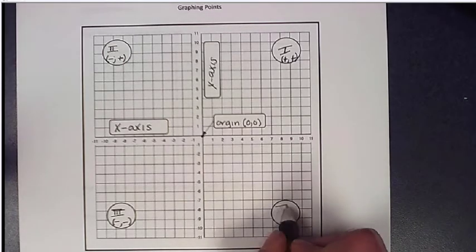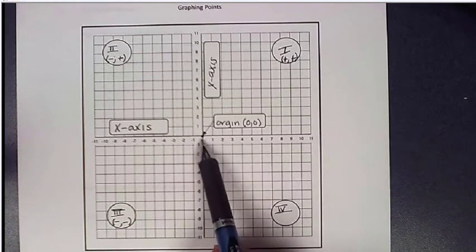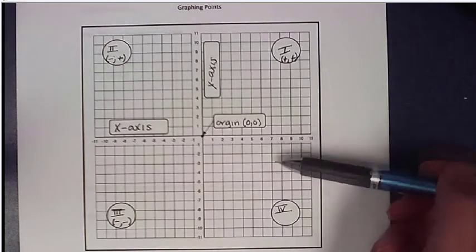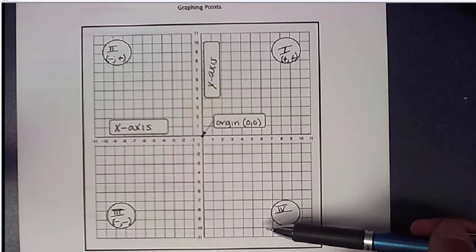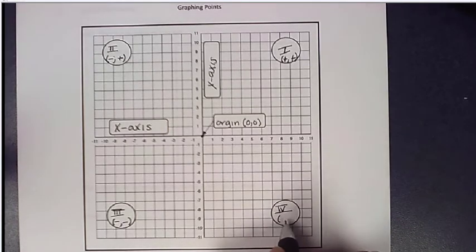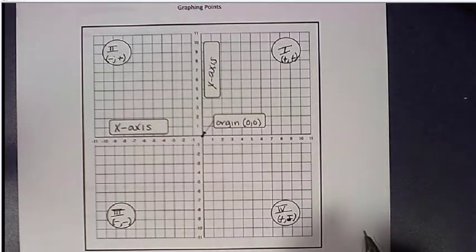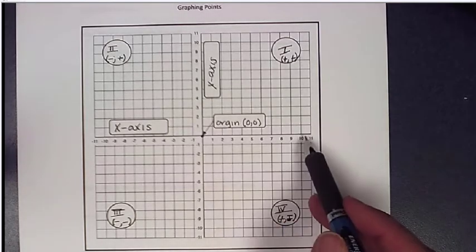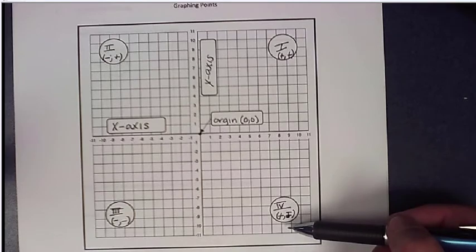Our last quadrant over here is quadrant number 4. In this quadrant we're going to the right, so all of these values are positive, and then going down, so all of these values are negative. So this would be a negative comma positive. Excuse me, a positive comma negative. Again, all x values are positive, all y values are negative.